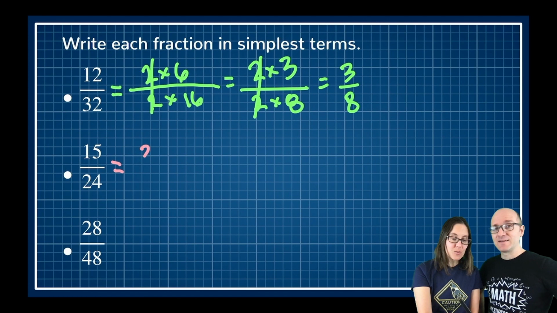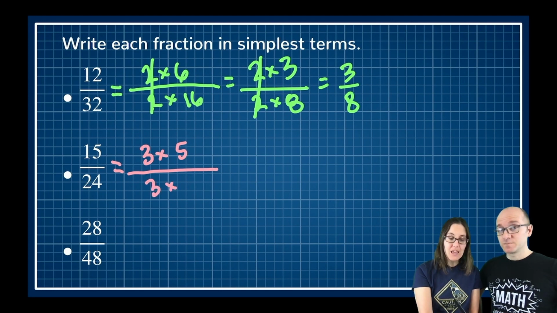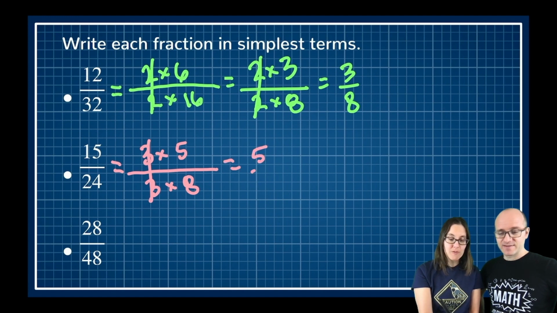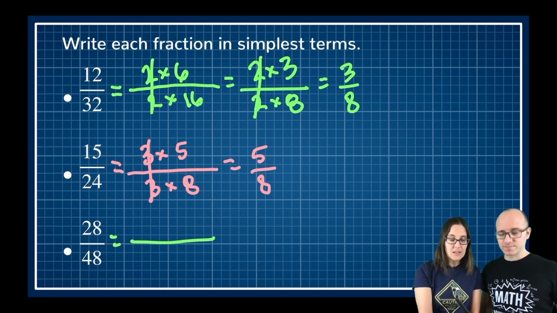15 equals 3 times 5. Good. And that's a good factor pair for me to write because both of those are prime numbers. 24 equals 3 times 8. Good. Cross off my 3's and I'm left with 5/8. Nicely done. And then last but not least, 28 equals 4 times 7.